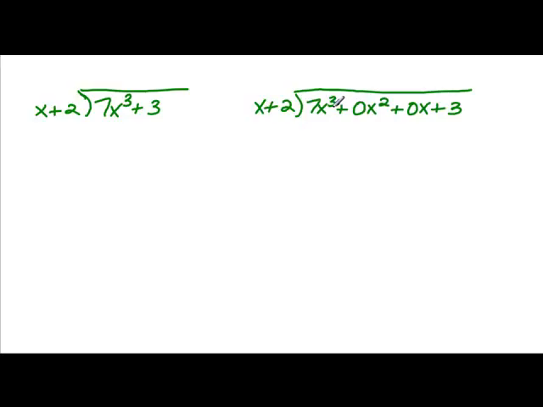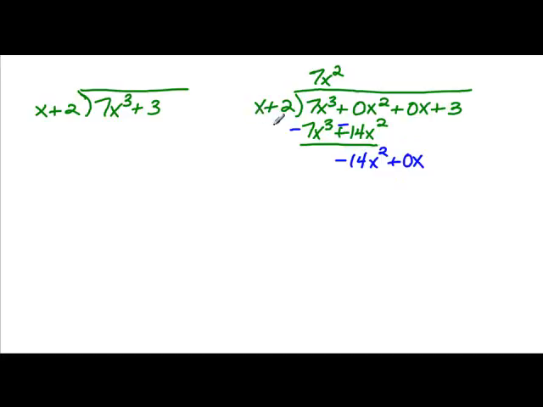X goes into 7x cubed, a 7x squared. Now we multiply. 7x squared times x is 7x cubed. 7x squared times 2 is plus 14x squared. And now we do what? Subtract. So when we subtract, the signs change. I'm just going to write it like this. 7x cubed is eliminated. 0x squared minus 14x squared is a minus 14x squared. And then we bring down the next term, which is plus 0x.